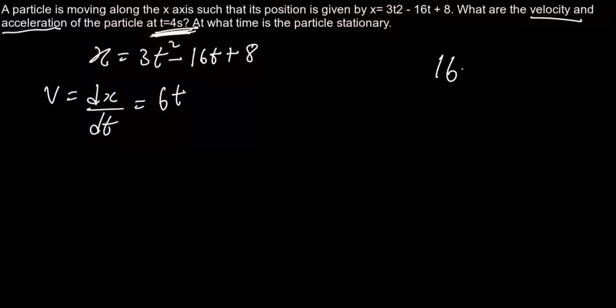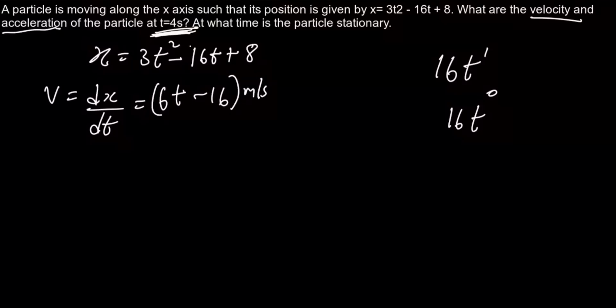And for 16t also, if I multiply the coefficient by the power, I will have 16. If I subtract 1 from the power, I have 0. t raised to the power 0 is 1. 1 times 16 is 16. And when you are differentiating, 8 is a constant, so we don't differentiate it. We just take it as 0. So this is what I have, in meters per second.